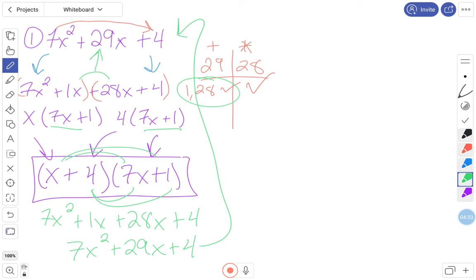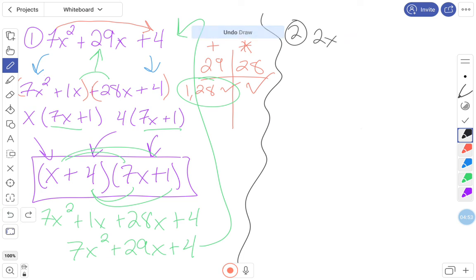I'll do one more example here, just so that you have another idea. Let me pull a problem up. So next, let's try 3x squared minus 6x minus 45.